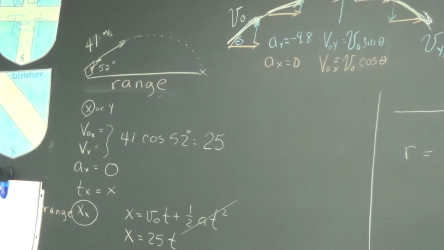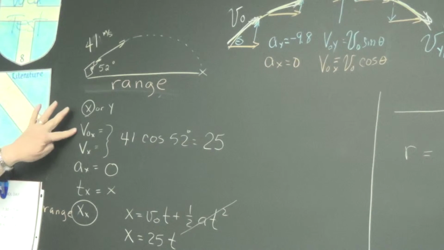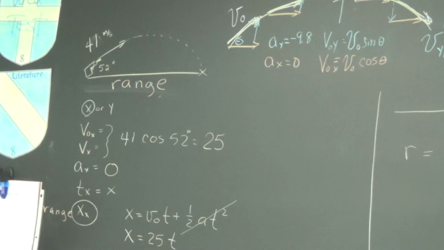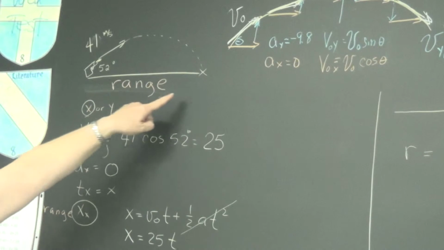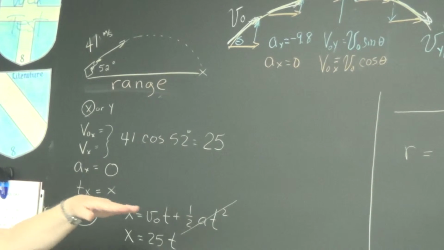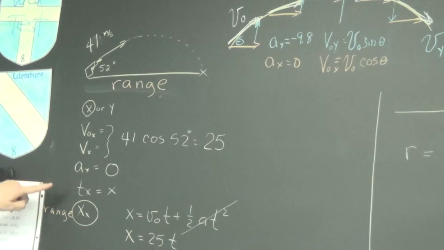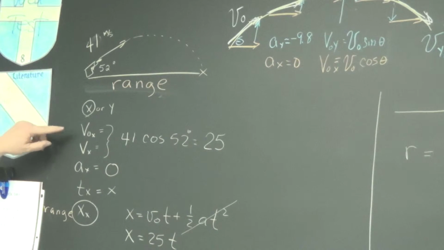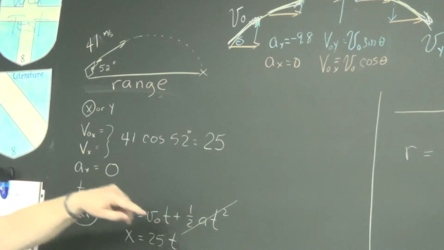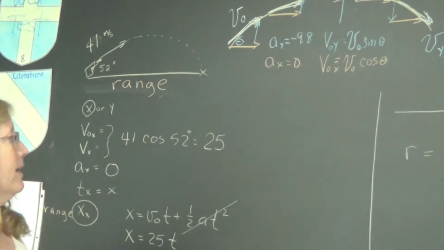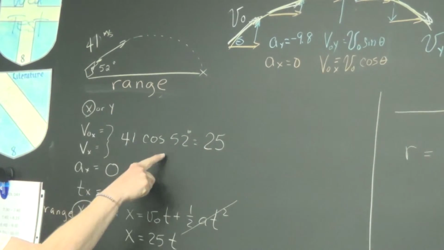All right, so we pull out our big 5: velocity initial, final, acceleration, time, and distance, all in either x or y. When we're looking at a range problem, we're looking at an x value. So we start happily down this path until we hit a dead end. So here's velocity initial. I said it was going to use the cosine. So we have 41 cosine 52.